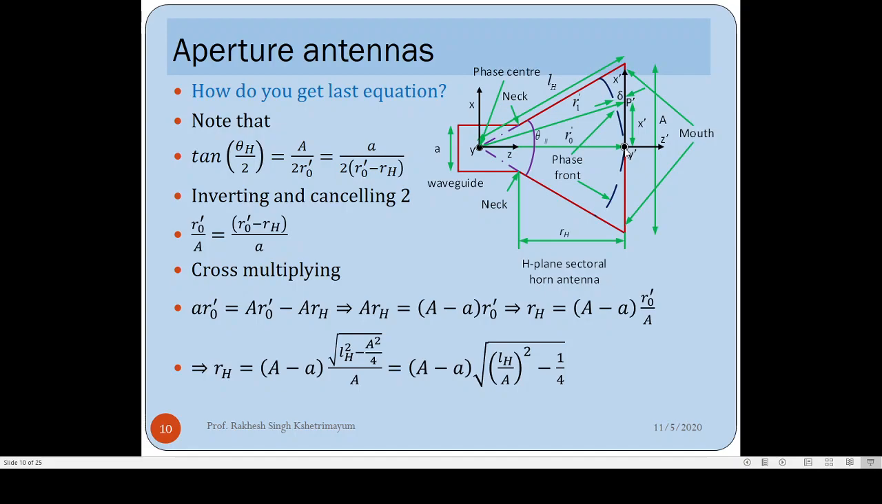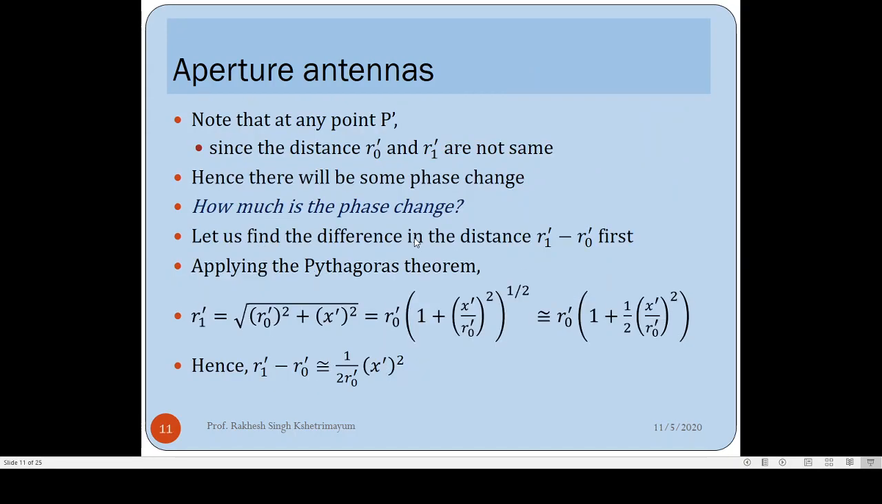You'll have zero phase change here. After I approximate this spherical wavefront by a plane wavefront, there is no phase change here. But if I keep on moving along the x dash axis, phase keeps on increasing till the end of the horn antenna. So if I consider one particular point P dash here and find out how much is the phase change from the center point of the mouth of the horn antenna, how much is the phase change when I move a distance of x dash at location P dash, that's what we are supposed to do now.